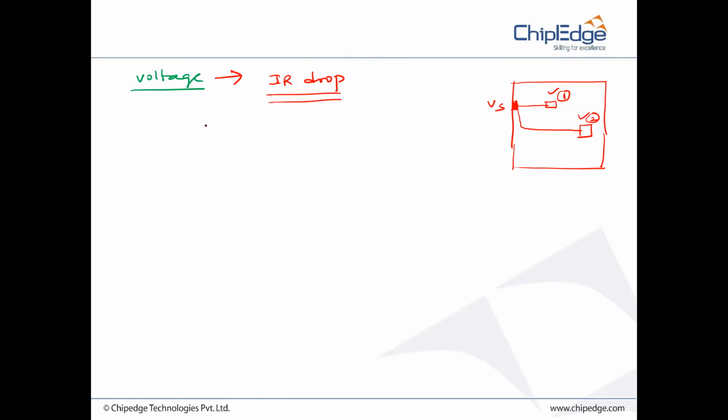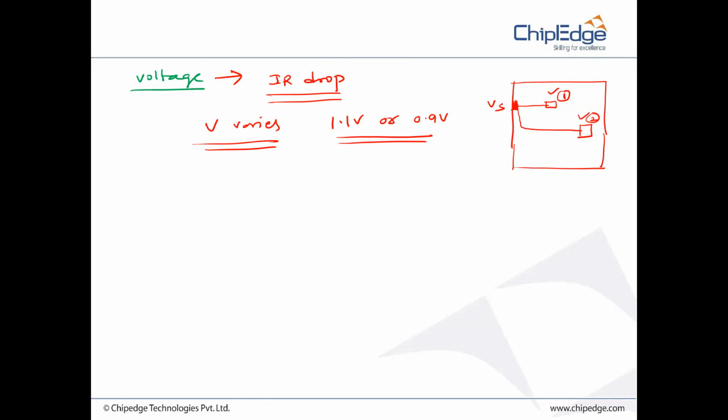Voltage changes. Voltage varies, right? That means it will vary between some maximum, I'll take for example 1.1 volts, to some 0.9 volts, something like this. Okay. Is this clear? Yes, sir.